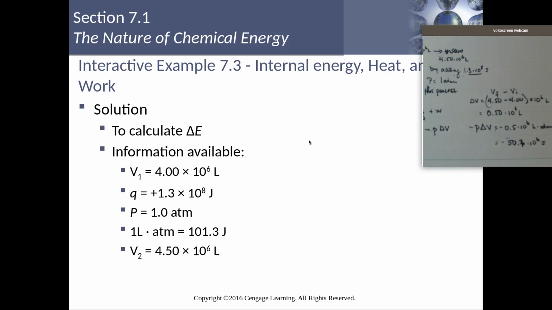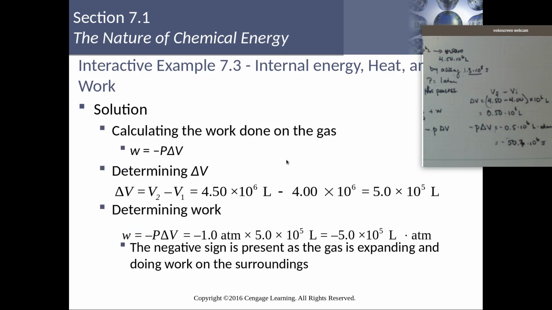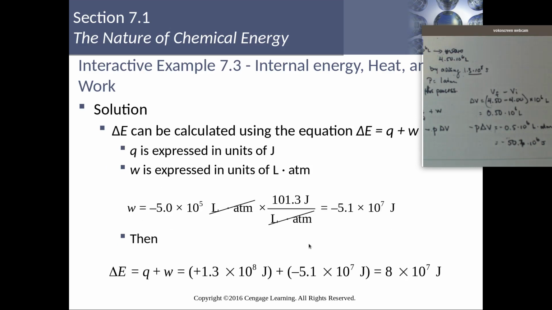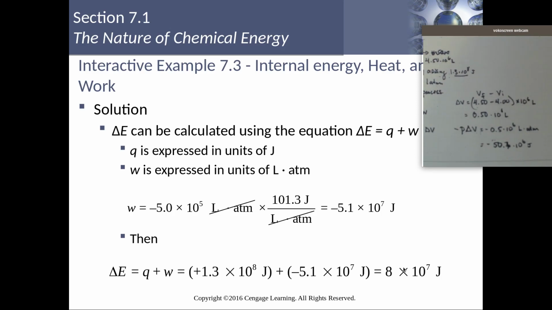Okay, so we can do this right here. We can convert all of this stuff into the units. It's all worked out right here, 0.5 times 10 to the 6 liters, determining the work. There we go. Negative sign is expanding, doing work on the environment. We convert everything into our units, 50.1 joules. Again, adding all of these things together: 1.3 times 10 to the 8th joules minus 5.1 times 10 to the 7 joules gives you 8 times 10 to the 7 joules. That's the amount of energy in the system, because you added energy, but then it lost energy because it did work on the environment to expand.